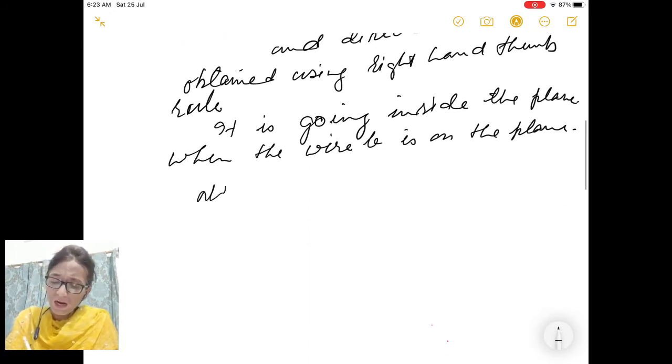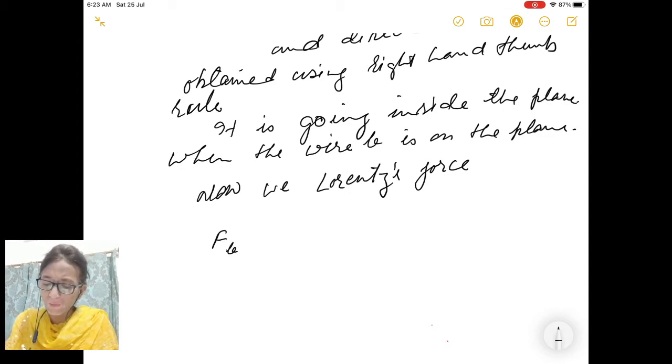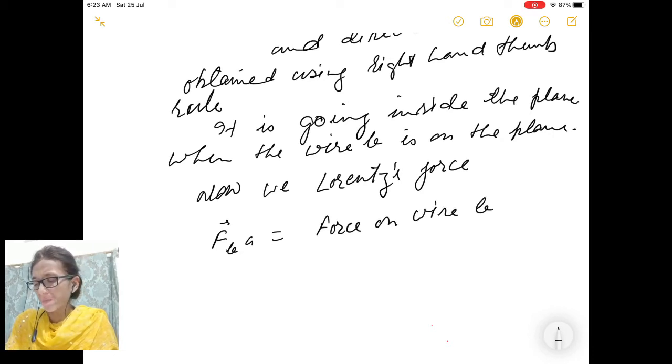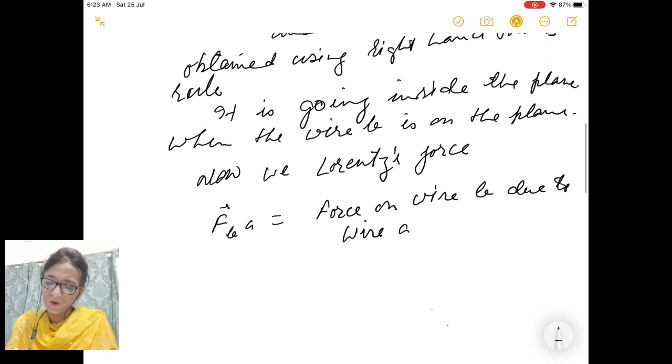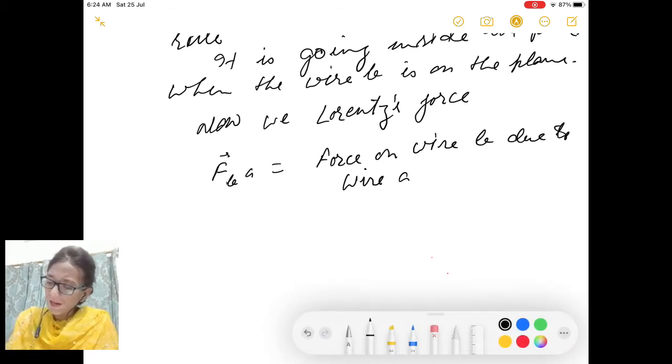So therefore now we use the Lorentz force, that says the force on any wire. Here we are interested in the force on wire B due to wire A. It is the force on wire B due to wire A. Now the Lorentz force.